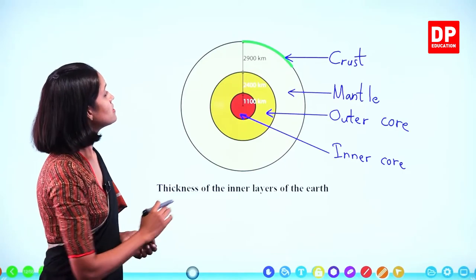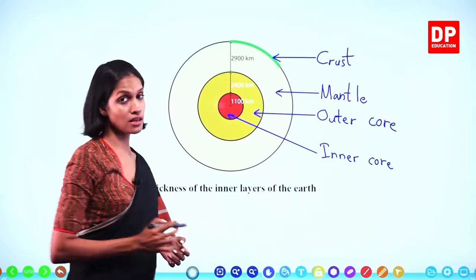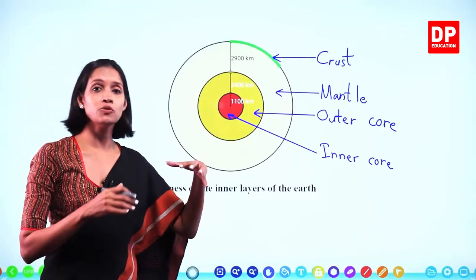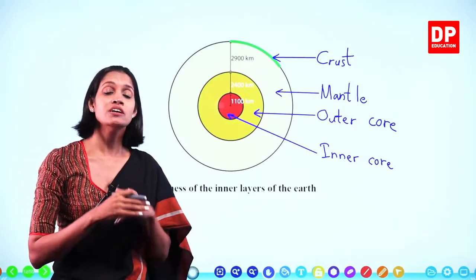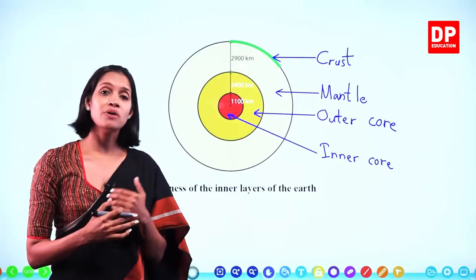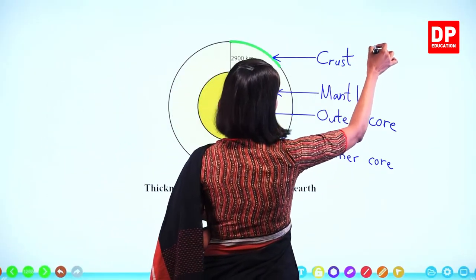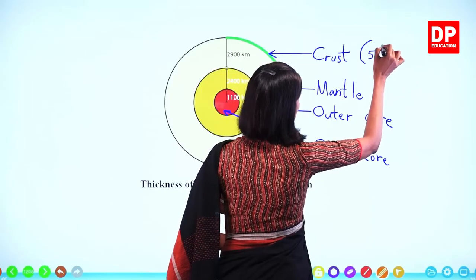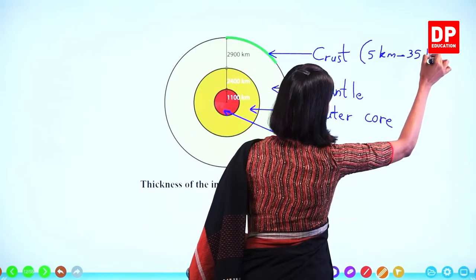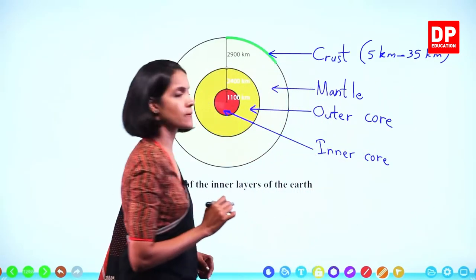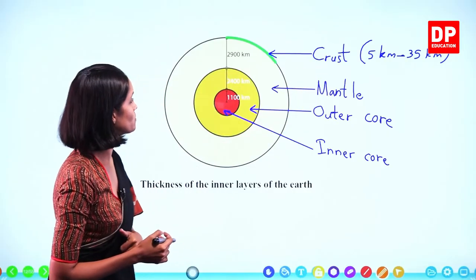Right, children? The outermost layer is the crust. Do you remember? What is the thickness of the crust? So when we consider the ocean bottom, it's about 5 kilometers. When we consider the surface or the mountain areas, it's about 35 kilometers. Right, children? Let's write 5 to 35. 5 kilometers to 35 kilometers. So the thickness of the crust is 5 kilometers to 35 kilometers.